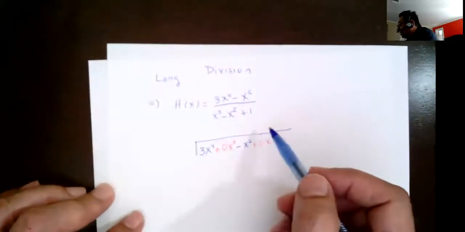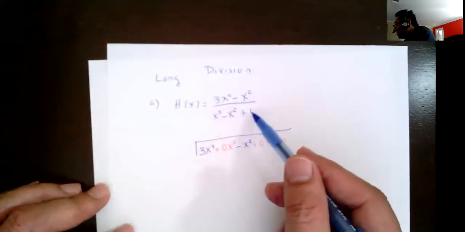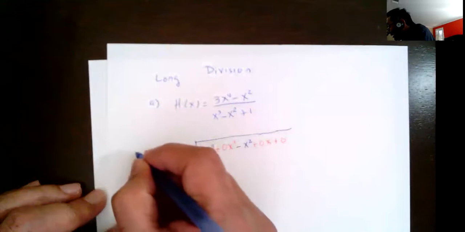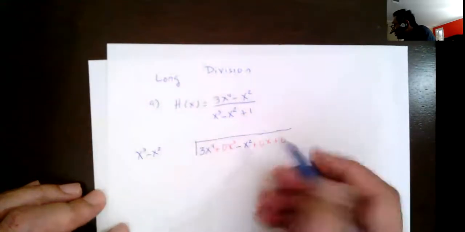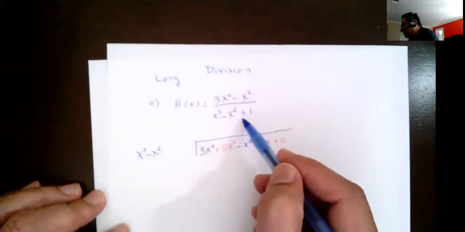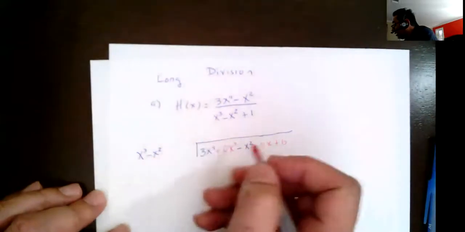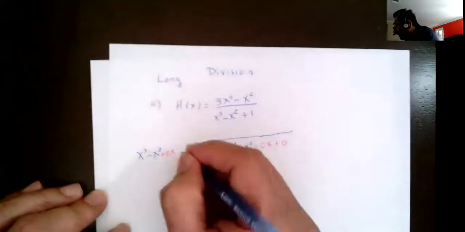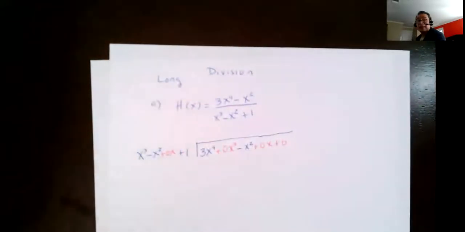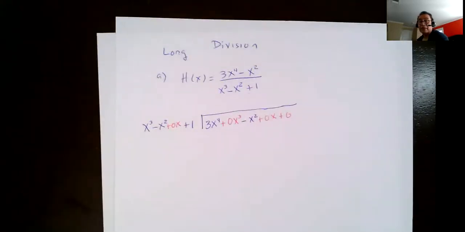Now we're gonna be divided by x cubed minus x squared plus 1. Notice we're gonna write it x cubed minus x squared. Notice that the x is missing in the denominator. We're gonna use also 0 as a placeholder in the denominator. That would be plus 0x plus 1. That would be the initial setup. Everybody okay so far?